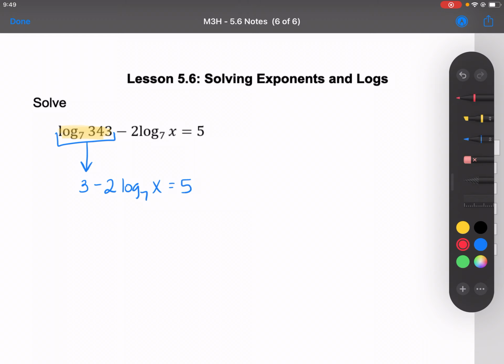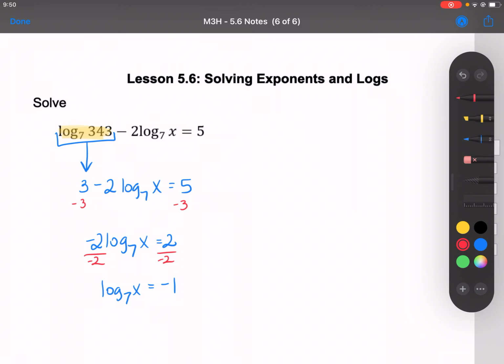Now the next thing you need to remember is to isolate the log. So I need to get the log by itself first. So I'll subtract 3. So negative 2 log base 7 of x equals positive 2. And I'll divide both sides by negative 2. So log base 7 of x equals negative 1.